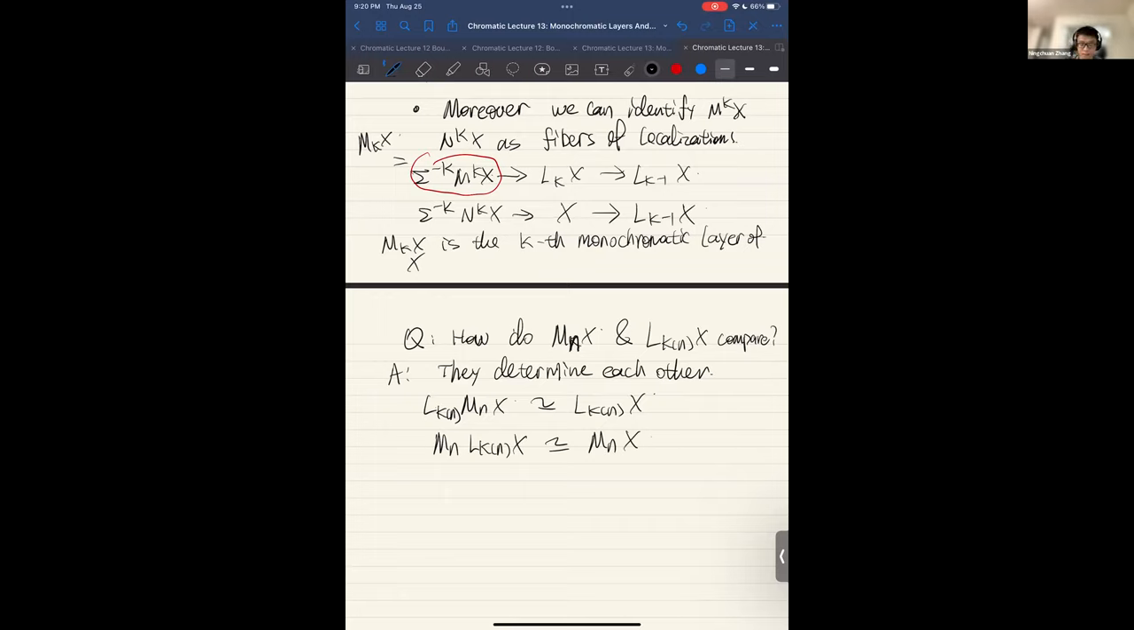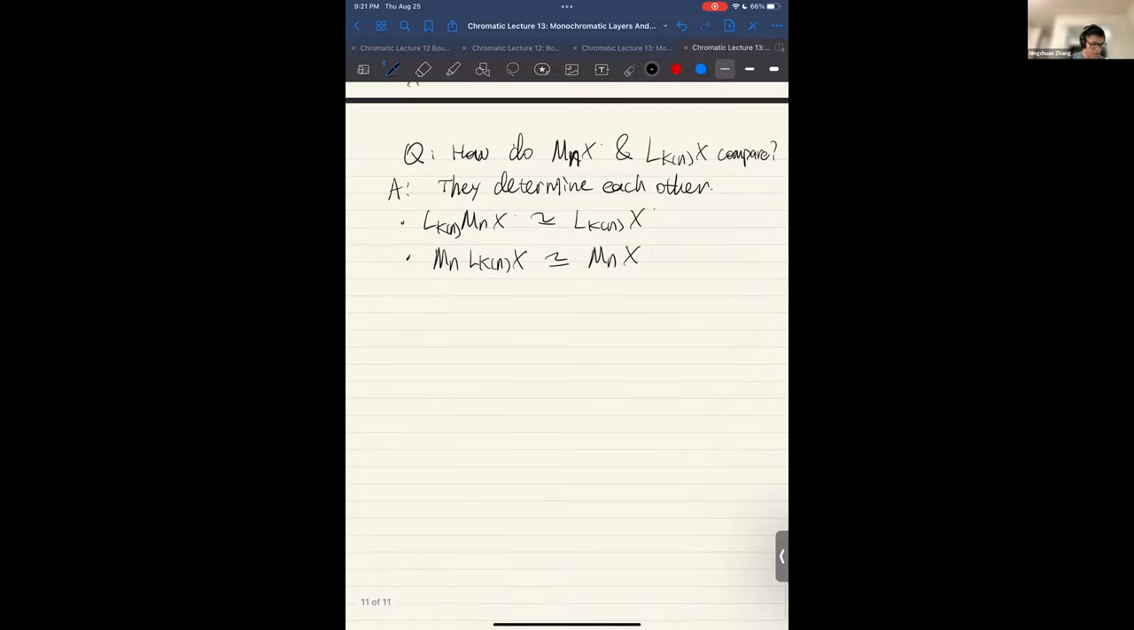So it's like they carry the same amount of information. You can see that they carry the same amount of information. So in this sense, the K_n localization is also some sort of monochromatic, but that's not the actual definition. That's not the right definition. But they carry the same amount of information. Okay. So you can see this K_n localization and M_n monochromatic layer are pretty closely related to each other.